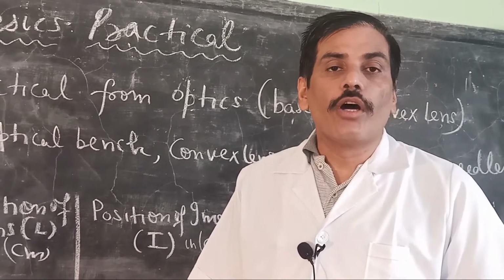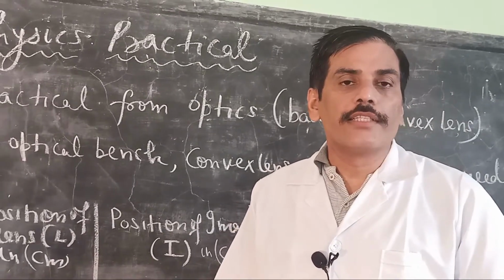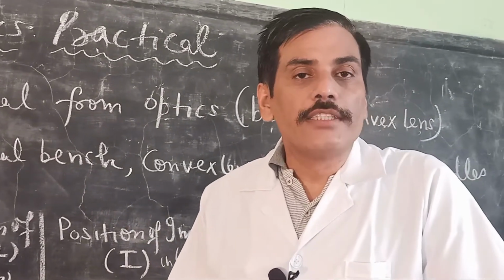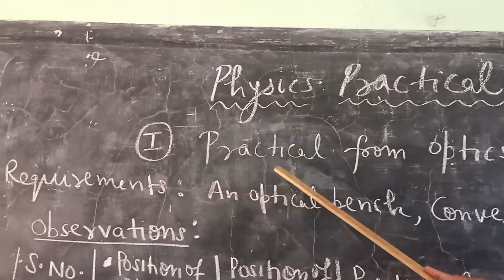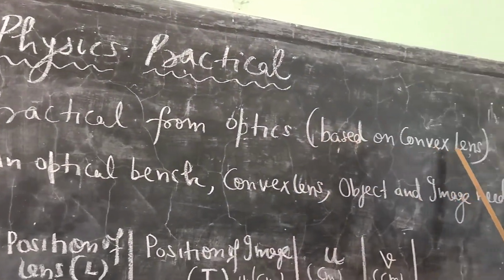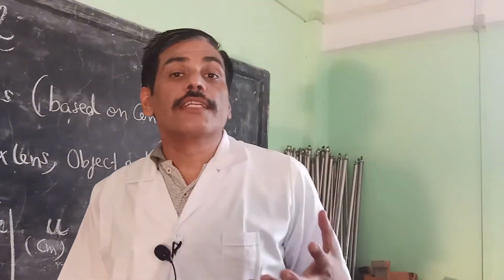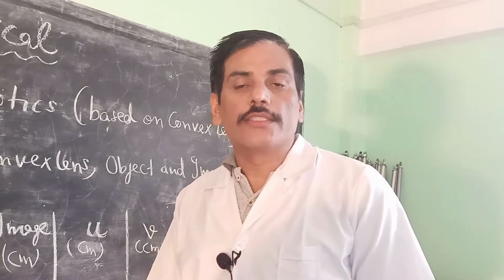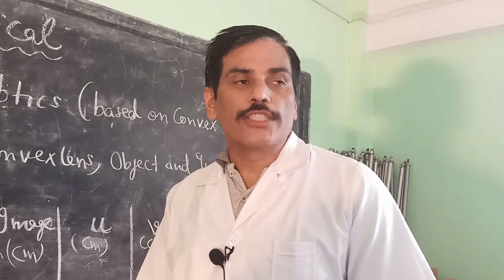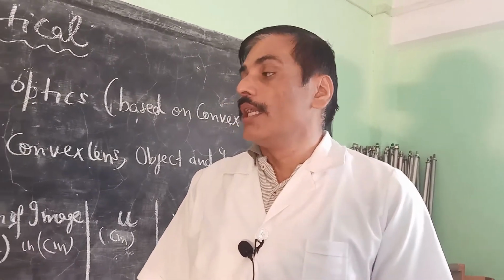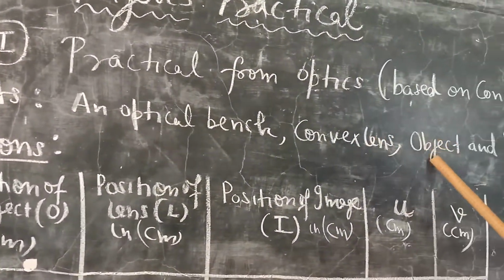Before that, I will explain how you have to write the write-up in your practical copy, or later, when you appear for your ISC examination in 2021, how you should write the answer for this experiment in your ISC answer sheet. Number one, I am going to do the practical from optics, based on the convex lens. Whenever we do a practical, first of all we have to understand the requirements, the instruments or things we need. Then the experimental part, how we are going to do the experiment, which I will explain later in the same video. First, the requirement is an optical bench, a convex lens, and an object and image needle.